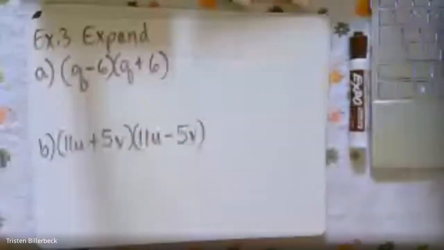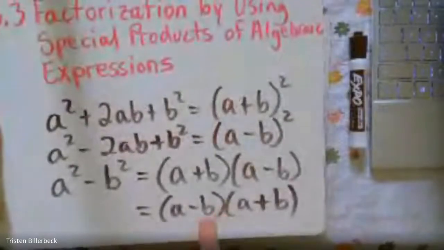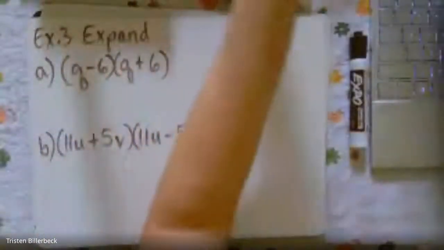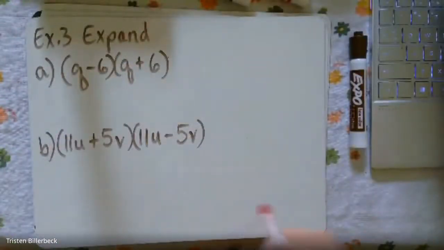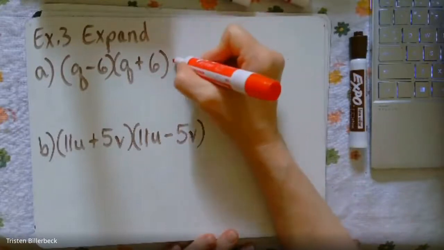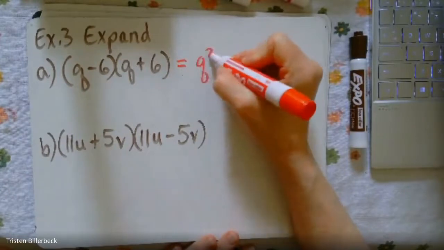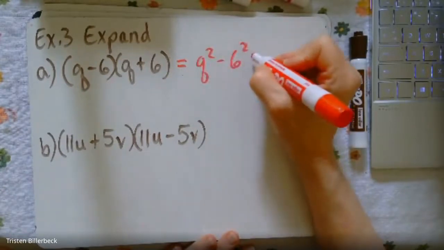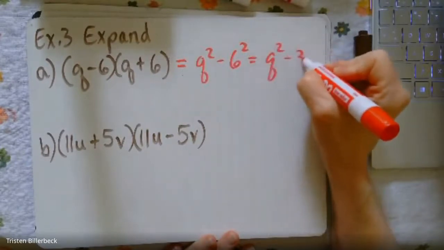All right, when we have different signs, so whoops, wrong one. So next lesson. If we have different signs, we get a squared minus b squared. I just showed you the one from the next lesson. Don't want to scare you. So this one, it's just going to be q squared minus 6 squared, and that's q squared minus 36.